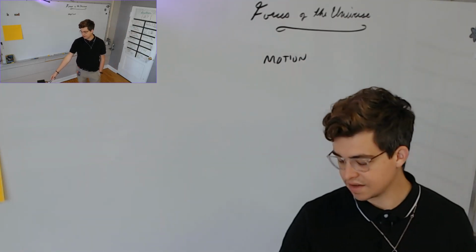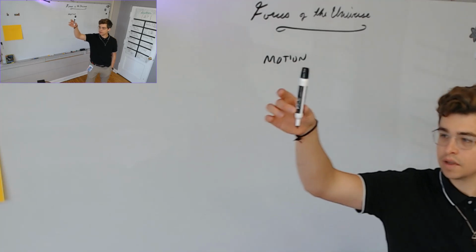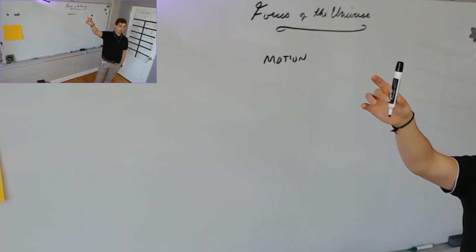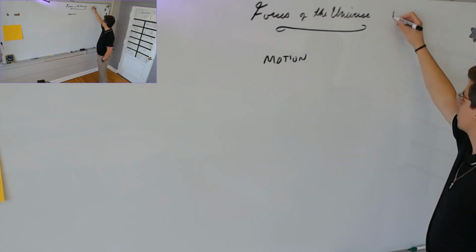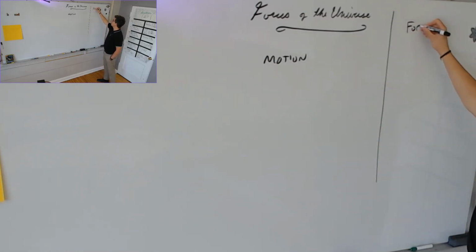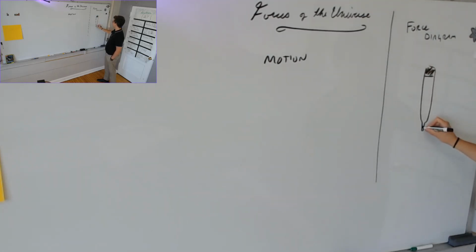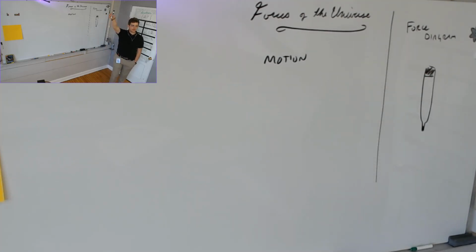Is there a force acting on my keyboard right now? Let's actually use this. Is there a force acting on my marker right now? Yes. Let's diagram it. This is called a force diagram, and you should be able to do these. Here's my marker. This is not a good drawing of a marker, and I apologize for that, but I did my best. What forces are acting on the marker?